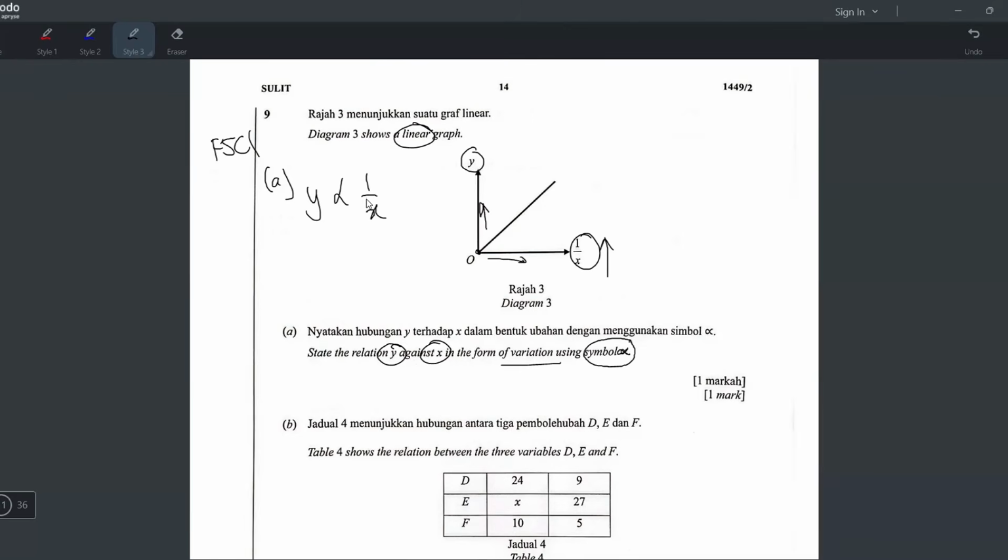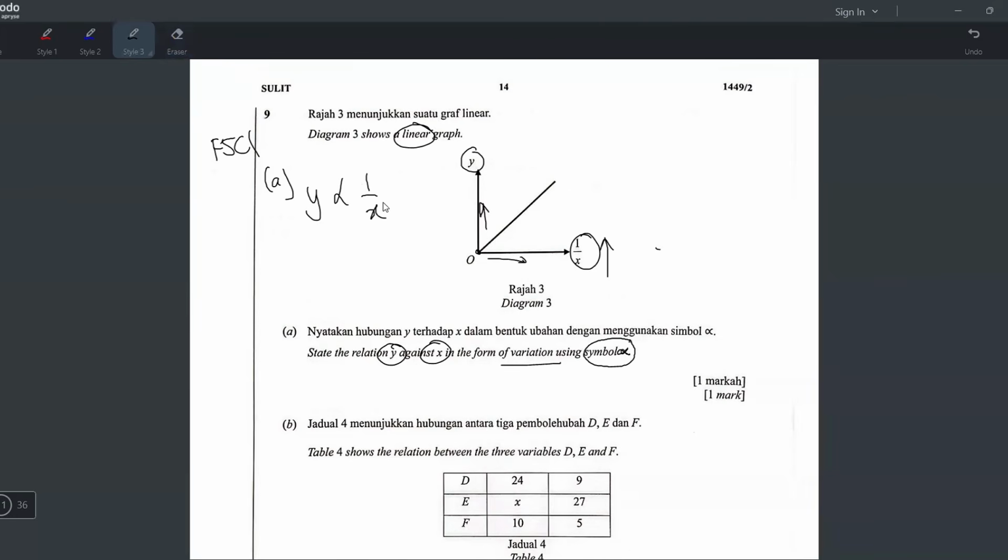Actually, kalau dia ada 1 over, we actually read it as y varies inversely as x lah. But if you read it as y varies directly as 1 over x, technically it's also correct, but that's not the right way to say it. Yeah, the right way to say it is y varies inversely as x. That means if I change this to x, then it's a different story already. Yeah, that means it will go down already. Okay, but since they write 1 over x here, so yeah, it should be like that.